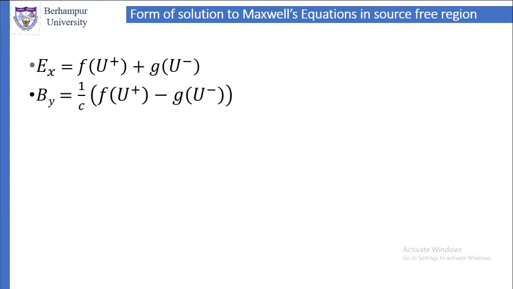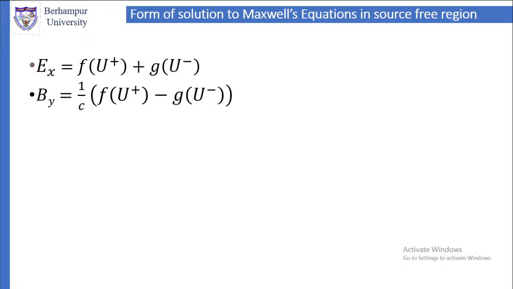If you take any mathematical function, F can be a sine function, F can be cosine, F can be exponential, F can be tan hyperbolic, F can be anything, sine plus cos. F can be x square, so anything. If you take any mathematical function, that is going to satisfy the Maxwell's equation if Ex is in this form and By is in this form, where U plus is equal to Z plus Ct, U minus is equal to Z minus Ct.